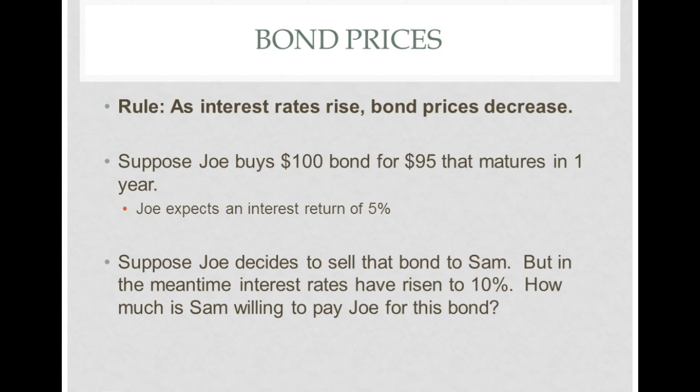Again, the rule is as interest rates rise, bond prices decrease. And of course, the opposite, as interest rates decrease, bond prices increase. Generally speaking, the AP exam is not asked for a detailed explanation of why that is. But this is a good little summary, and hopefully it's worth at least having some background understanding of that.